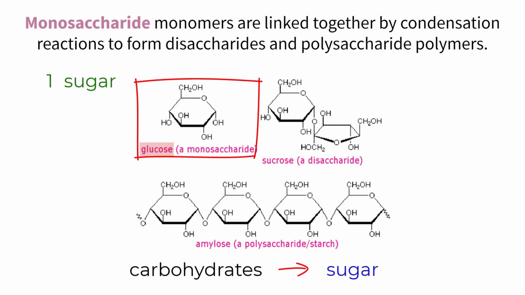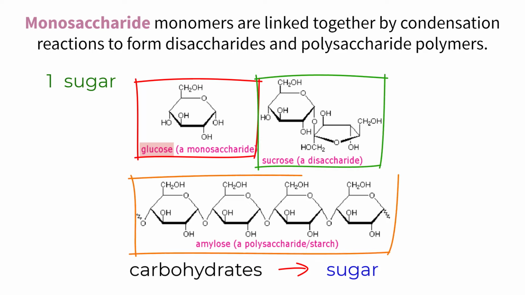But sugar molecules are not only seen as individual molecules, they can be linked together to form larger carbohydrate molecules like disaccharides and polysaccharides. Di meaning two and poly referring to many or more than two sugar units in a chain. Our example of a disaccharide here is sucrose, which is when we have a glucose molecule and a fructose molecule linked together with a chemical bond.